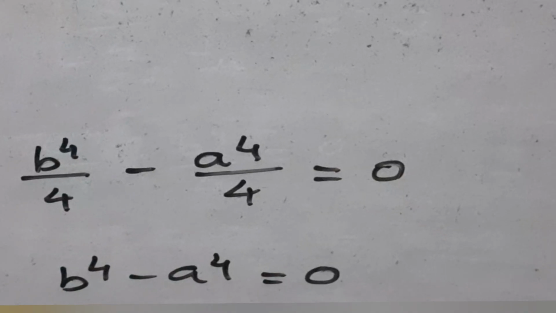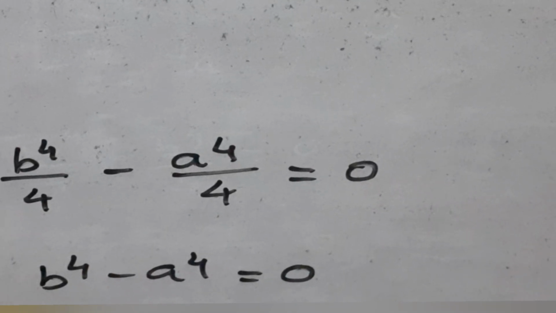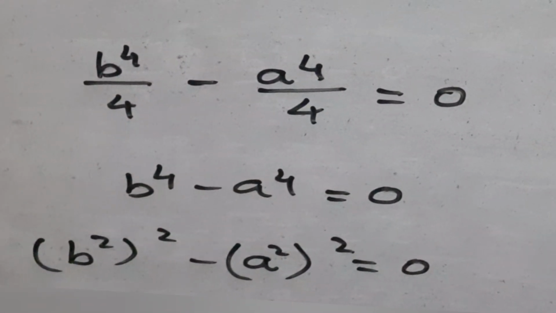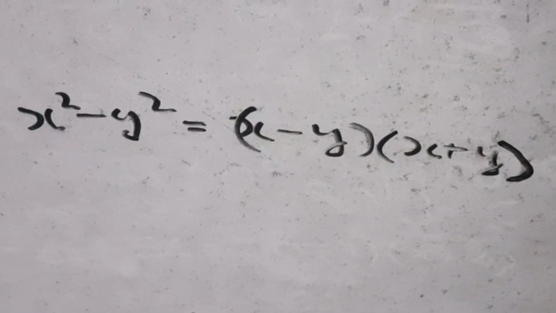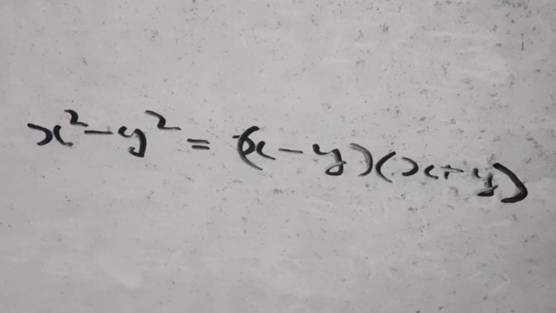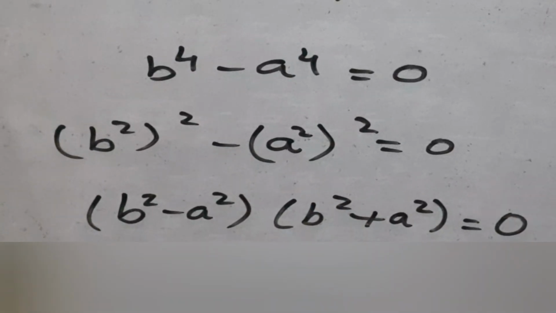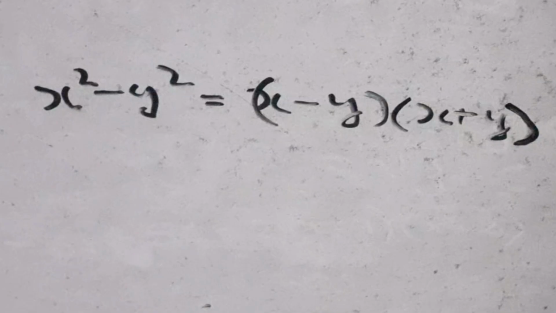Multiply both sides with 4. Express this as b square the whole square minus a square the whole square to factorize it. Apply the identity for x square minus y square. Apply the identity for x square minus y square one more time.